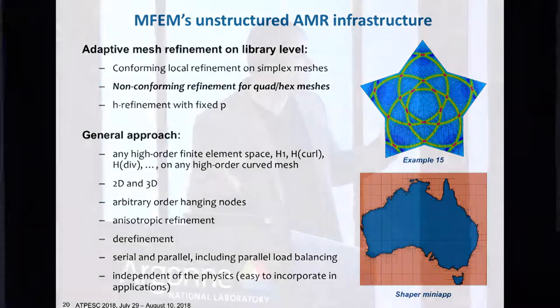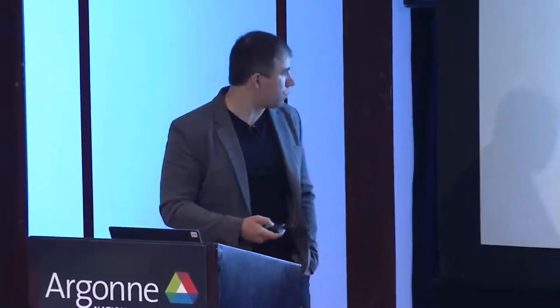But other than that, it's pretty high order. It's pretty general. It is any order for all the spaces in the de Rham complex, 2D, 3D. There's no restriction on how many hanging nodes you can have. We do support anisotropic refinement, derefinement, balancing, and parallel load balancing. And I'd like to emphasize again, this is independent of the physics. We've had codes that just had to recompile with this new version of MFEM and all of a sudden could run on meshes like this, for example. And this is an example of the Shaper mini app that I mentioned earlier. If you have a function that represents different materials, it will refine on the interface. So if you have a picture of Australia, you can generate a mesh with two different materials and now solve a problem on it.